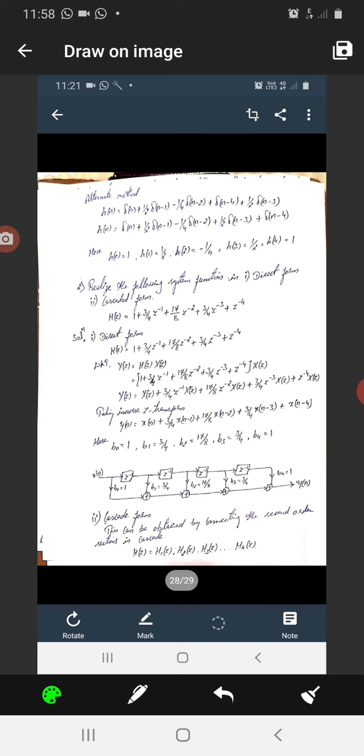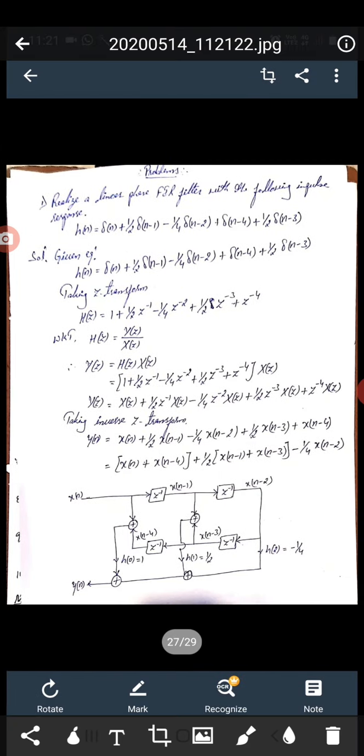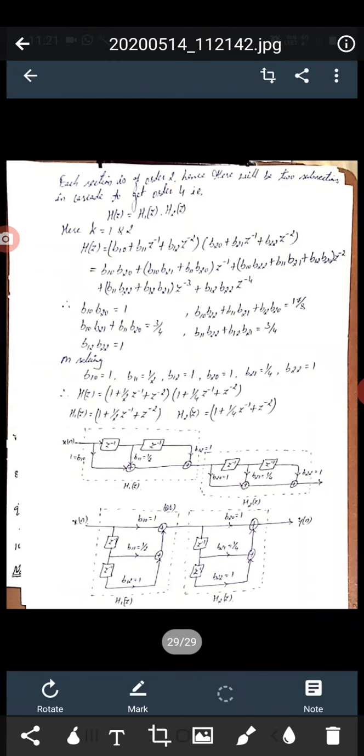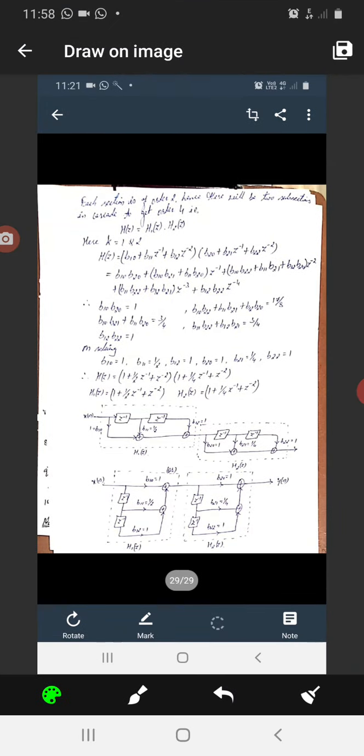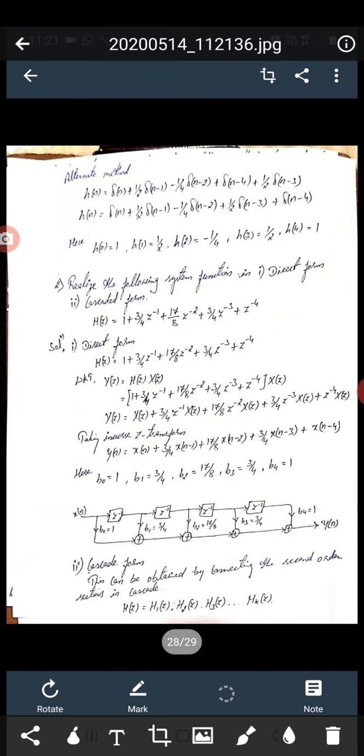Next, they asked us to find the cascade form. Here it is the second order cascade form. The general equation is taken as H of z equals H1 of z up to Hk of z. Here the maximum order is 4, so I can divide it into 2. For that reason it is taken as H1 of z into H2 of z. How is it going to be 4? Remember what the maximum power is that I am going to get here.